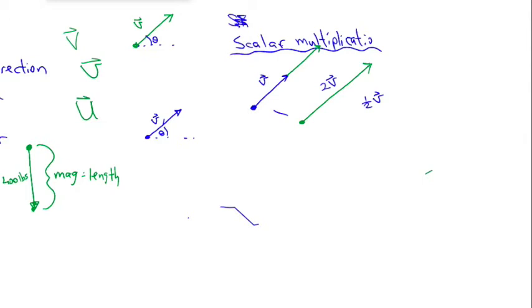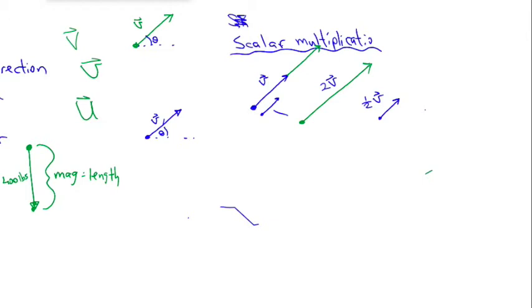So what would half of v be? Half the length of the original v. So half of v would be like from here to here. So I'll move that over here. Half of v would be half as big, but still going in the same direction.